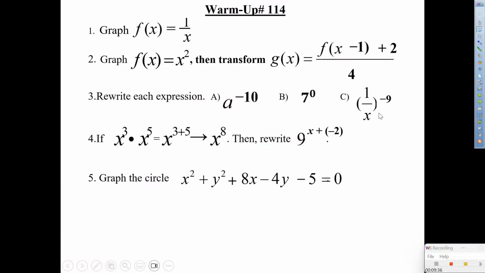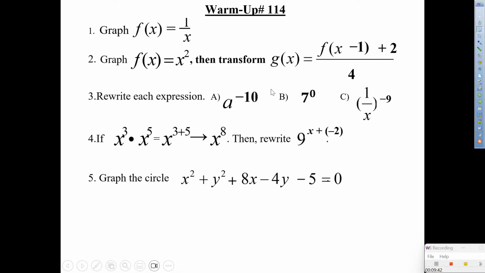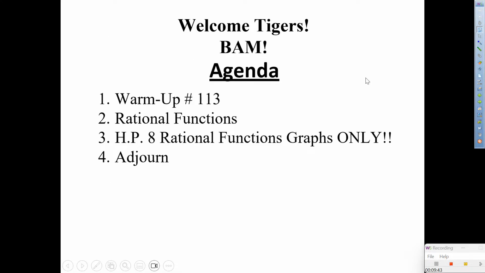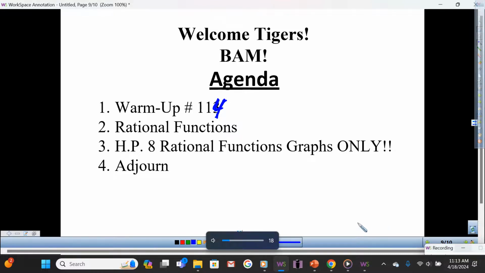So, with that said, copy the agenda, please. Warm up 114, rational functions. Tonight's homework, 8 rational functions graphs. Just to get us ready. Let's go. All right?